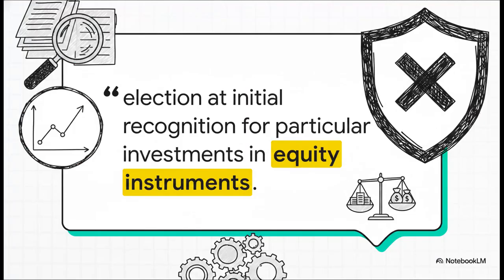Section 3. Diagnosing Ind AS 109 errors. All right, let's open up the standard. Paragraph 4.1.4 of Ind AS 109 tells us that a financial asset generally has to be measured at fair value through profit or loss, or FVTPL. But there is an exception. You can make an irrevocable election at initial recognition to use FVTOCI. However, and this is a massive however to remember, that election is strictly limited to particular investments in equity instruments.